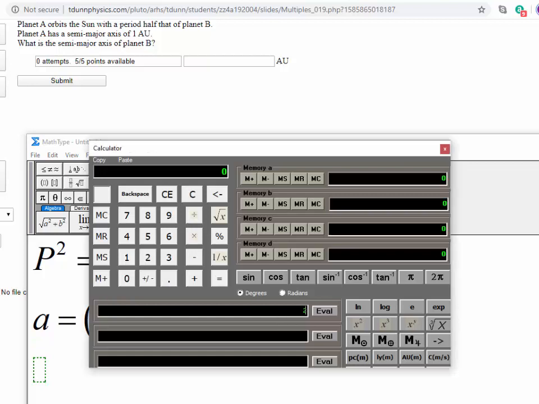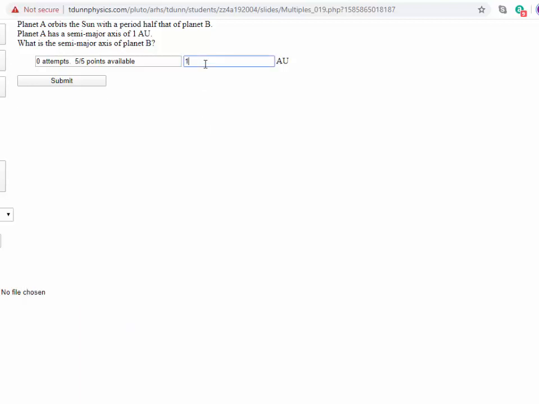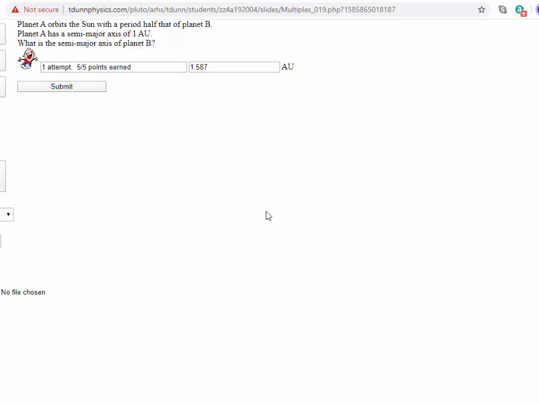Okay, so we've got 2 raised to the 2/3 power, and that's 1.5874, basically 1.587. That's enough digits, 1.587, and life is good.